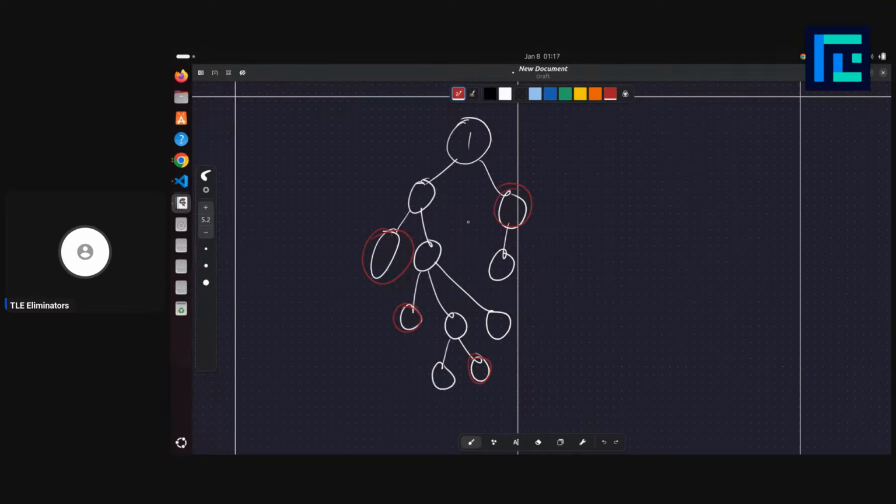So this is the problem, and the first thing to observe is that, let's say we have this tree only. So what is the answer for this tree? Let's try to think about that.